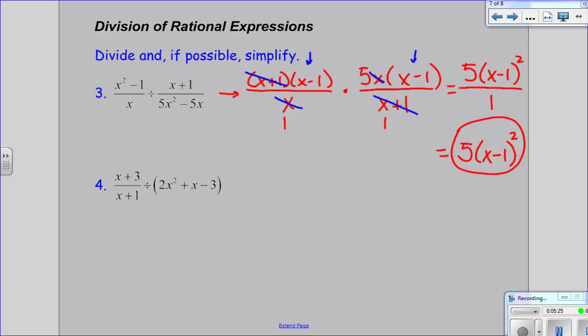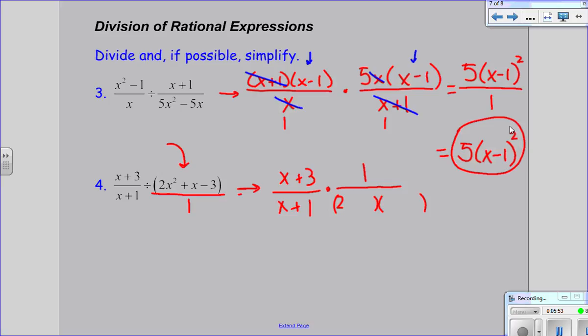Let's remember that 2x squared plus x minus 3 is the same thing as having it over 1, and that's important when we flip or write the reciprocal of that second fraction now. So let's rewrite this. Division is multiplication. x plus 3 over x plus 1 times our 1 goes in the numerator, and now let's try and factor this trinomial.